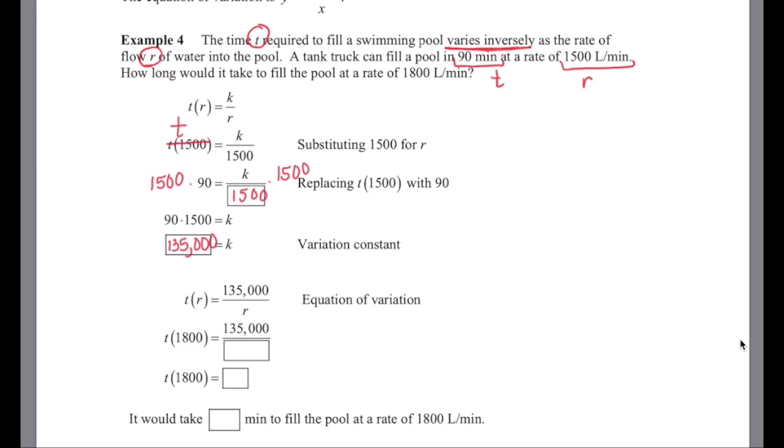We now have our constant. We can write our equation. So t of r is equal to 135,000 over r. And now we can answer the last part of the question. Now that we have our general equation, we can find how long it will take to fill the pool at a rate of 1,800 liters per minute. So I have a new r. I want to find t of 1,800, or 135,000 divided by 1,800. When we divide, we get 7.5. So it would take approximately 7.5 minutes to fill the pool at a rate of 1,800 liters per minute.